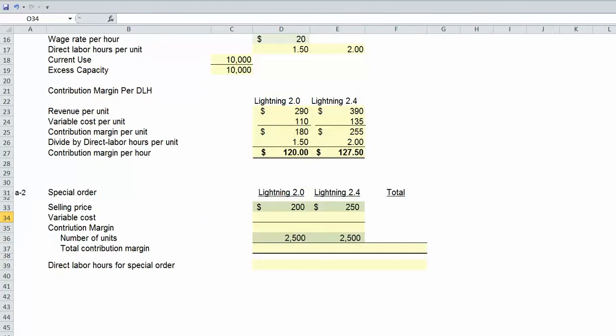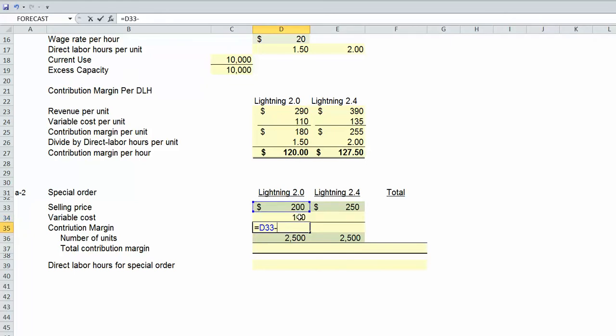In the first part of our problem, we're offered a special order from a customer, a one-time order, for 2,500 units of the Lightning 2.0 and of the Lightning 2.4 at purchase prices of $200 for the Lightning 2.0 and $250 for the Lightning 2.4. Let's go ahead and calculate our contribution margin coming from this order, and also whether we have enough excess capacity to meet it.